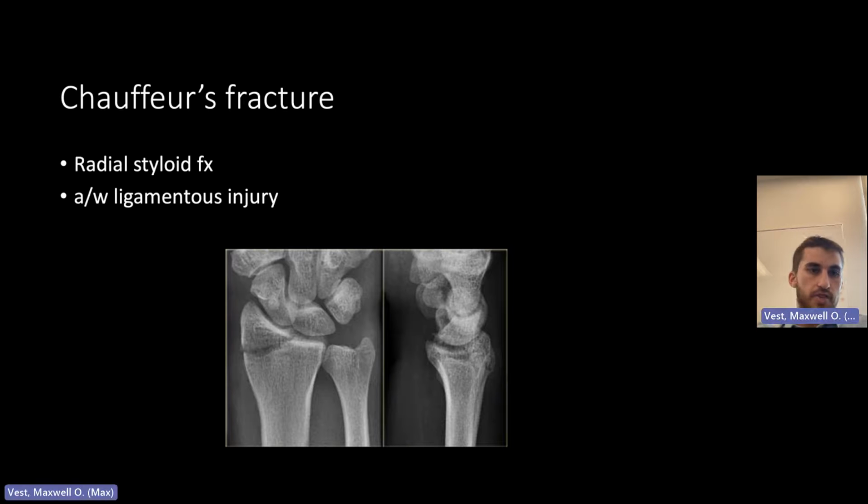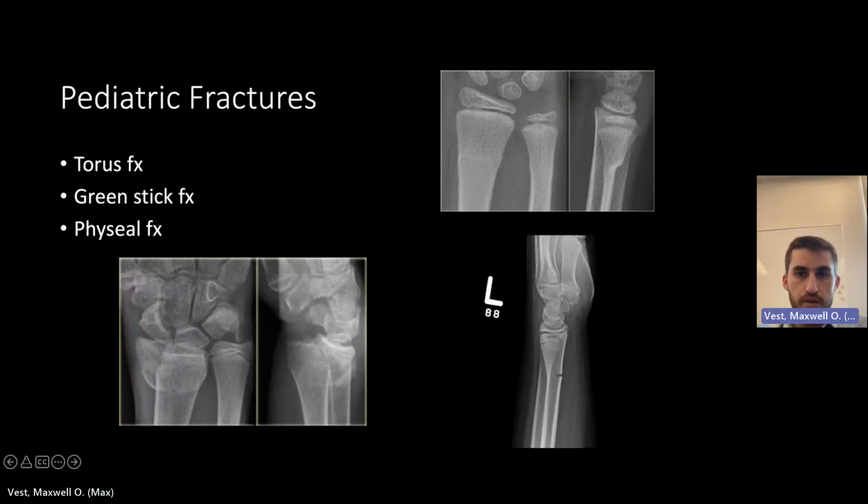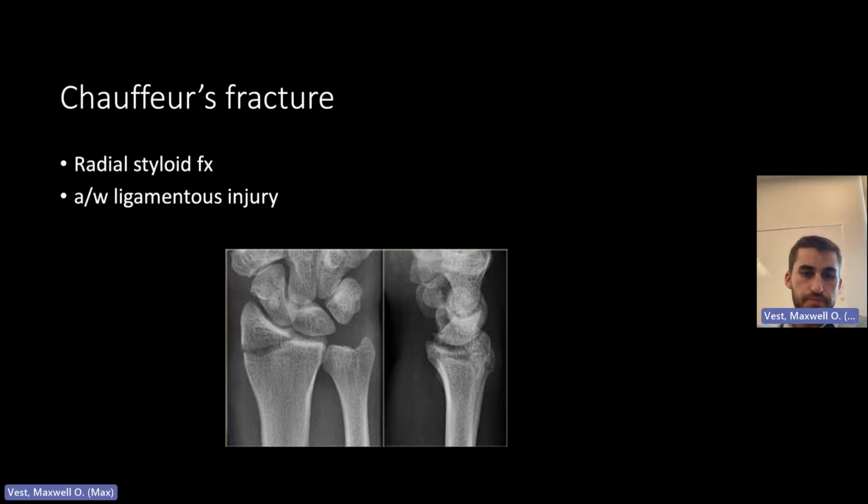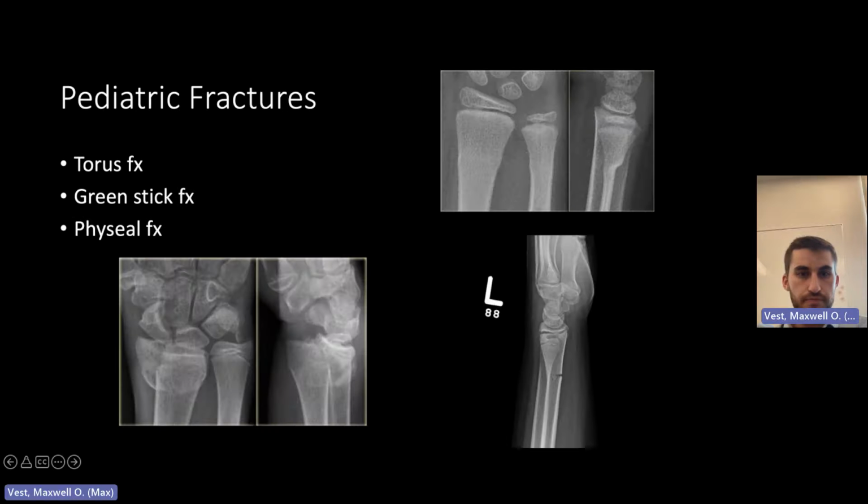Then there's a Chauffeur's fracture, which is a radial styloid fracture. This is often associated with ligamentous injuries. And you can see here, here's this radial styloid fragment. There are a couple of the important ligaments we think about that are attached to this fragment, including the radioscaphocapitate and the long radiolunate. These are treated with similar principles as other forms of distal radius fractures, but you can consider fixation with a radial styloid plate in these fractures to buttress this fragment.